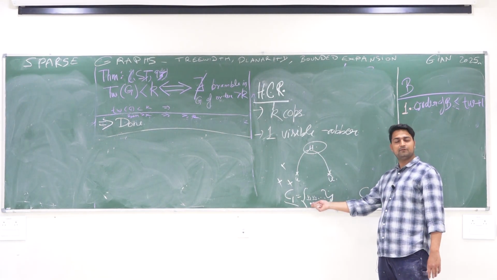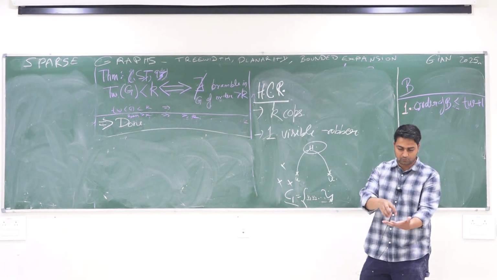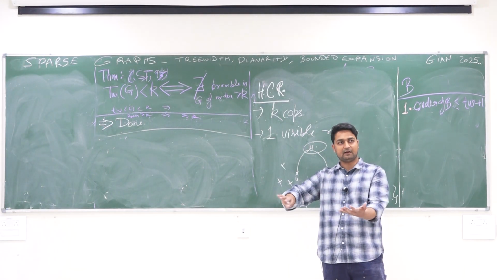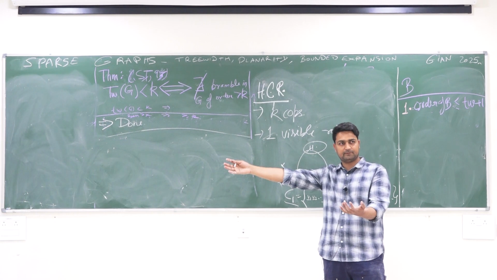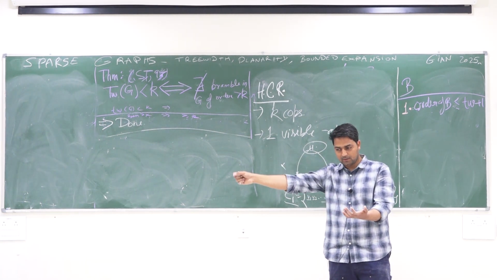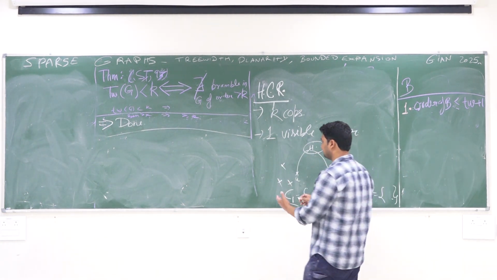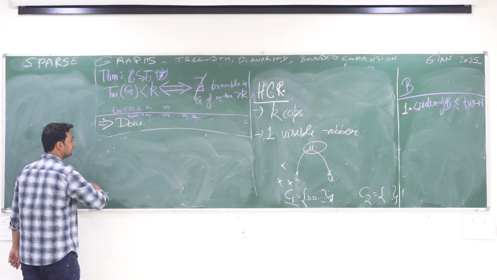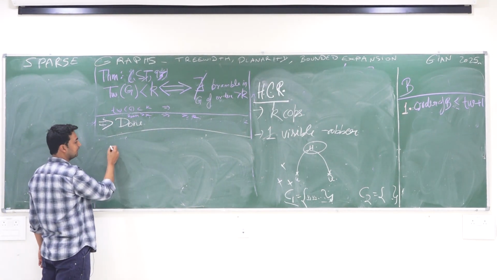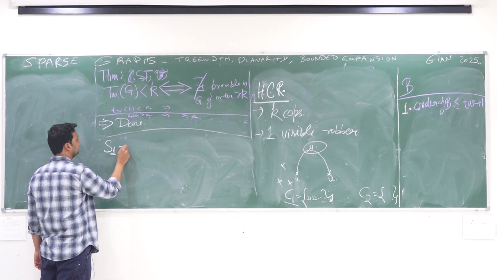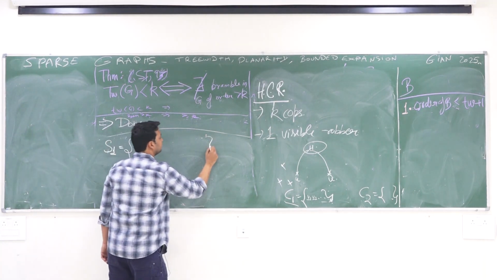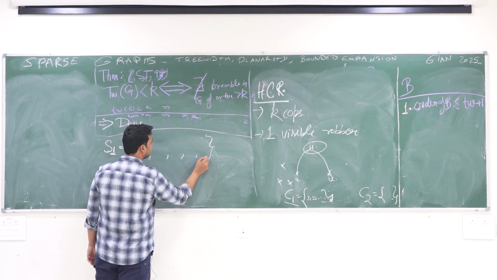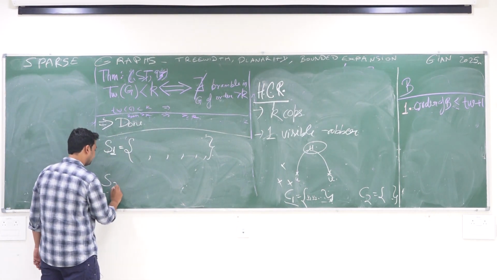Now, what is happening? Your cops are on some vertices of the graph. They don't move inside the graph. They move over the helicopter. So they are at, let's say, a set of vertices. Let's call that set S1. They are k cops, so they can occupy at most k vertices here. And next, they want to move to, let's say, S2.